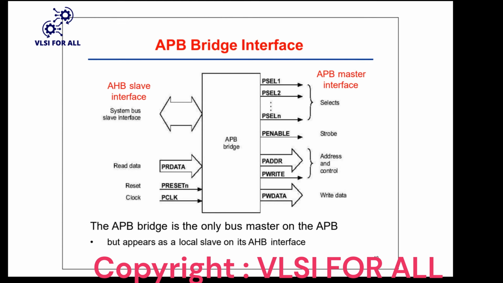Now the second thing: the slave got selected, that job is done. Now that slave will receive the control signals, address, and write data, and on that basis it has to perform the operation and give something back to the master again. What does it have to give back? Read data, ready, and slave error. So these three signals it will give back.